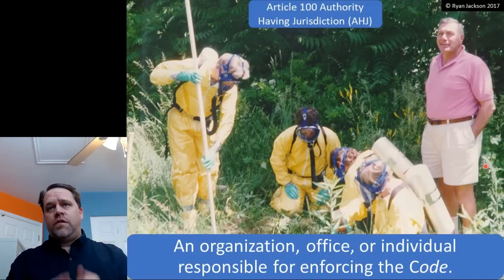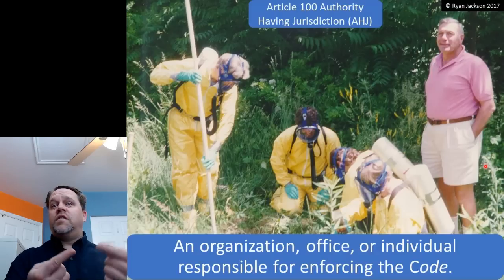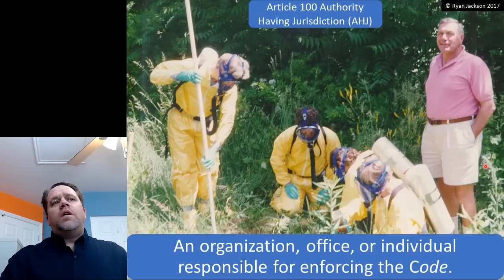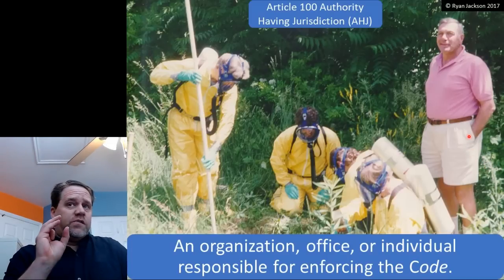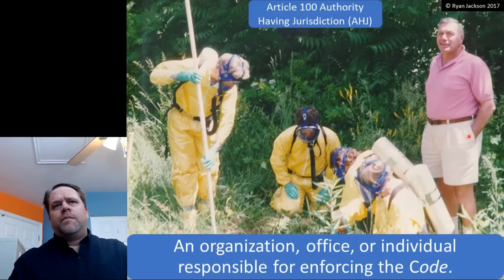to enforce the code. Now the building official is then going to hire inspectors. The inspectors have the legal authority to enforce the code, which makes them an authority having jurisdiction. They're not the only authority having jurisdiction. Their boss is also an authority having jurisdiction. So the authority having jurisdiction is a bit of a tricky definition. It's a simple definition because it has to be, but it's also rather complex.